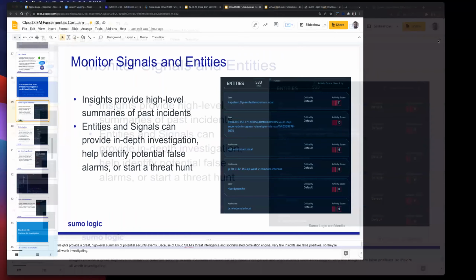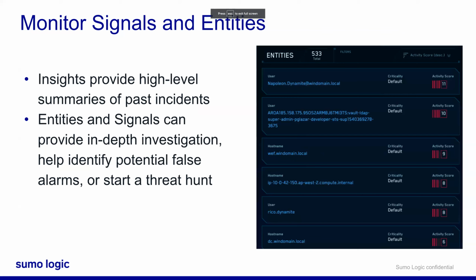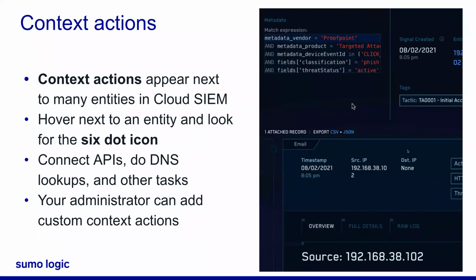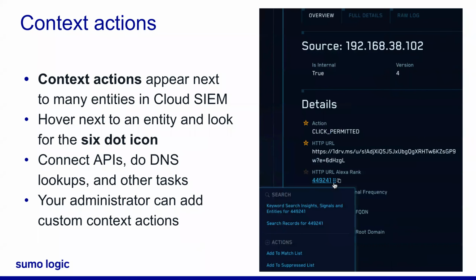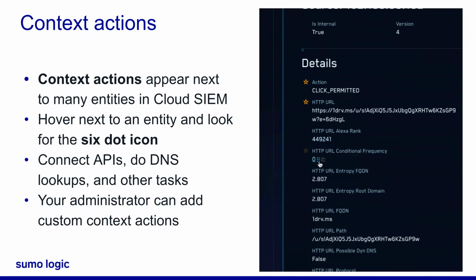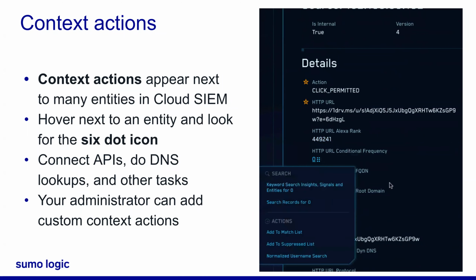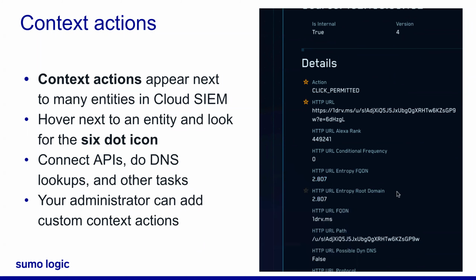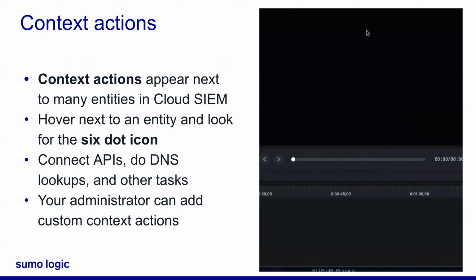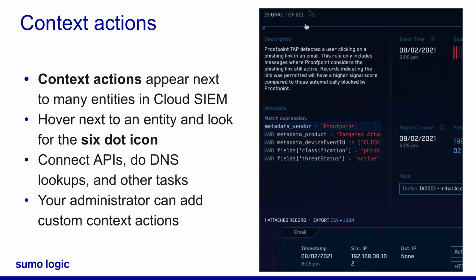So what I wanted to talk about here was the signals and entities. We went over this earlier. We actually saw some of the entities already, so we've seen this a little bit. Context actions. I don't think I showed the context actions yet. So insights are going to give you a great high-level summary of potential security events. Because of Cloud SIEM's threat intelligence and sophisticated correlation engine, very few insights are going to be false positives. So they're really going to be all worth investigating.